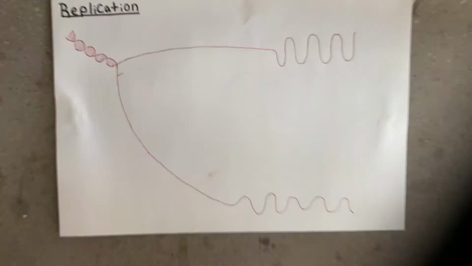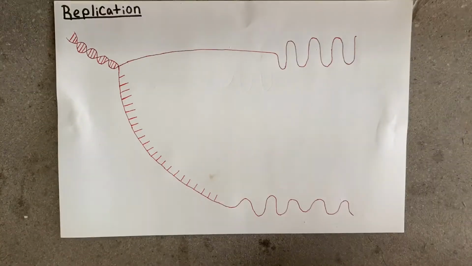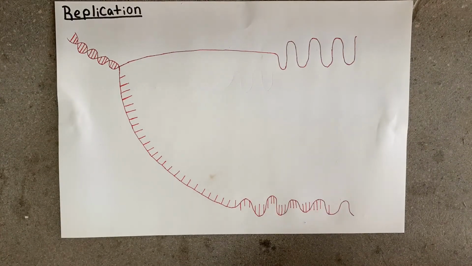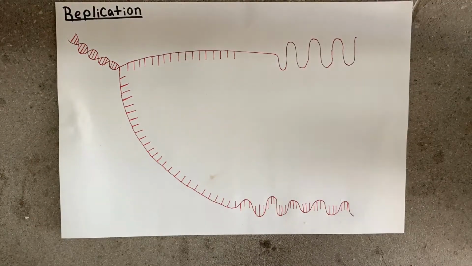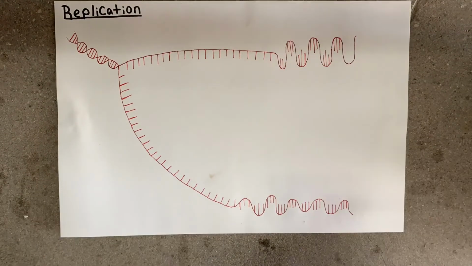DNA replication is the process of producing two identical replicas of DNA from one original DNA molecule. DNA replication starts at the origin. At the origin, the helicase comes in and unwinds the DNA. That's why it starts to open up and look unwound.